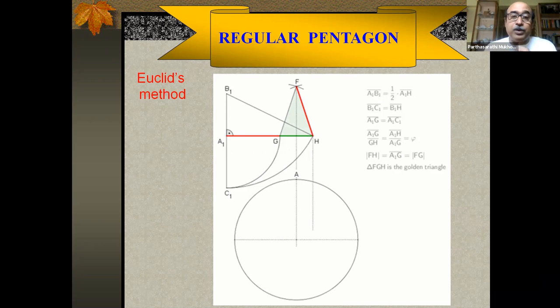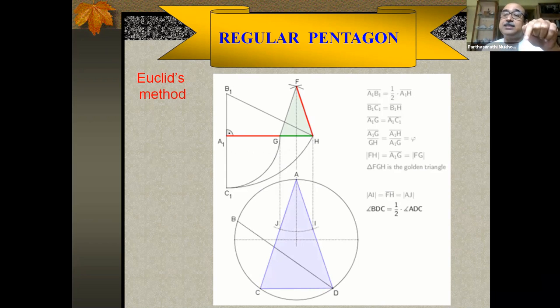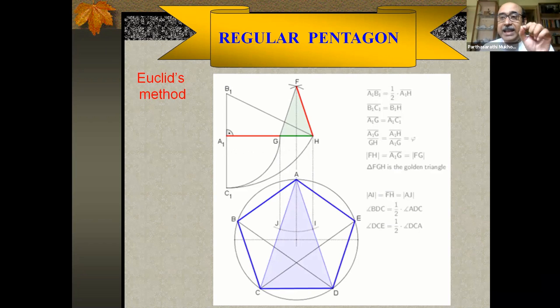Now, the challenge is whether you can construct an angle at the center which is actually 2 pi by 5. As I told you, they used to think of any construction problem in that manner: whether you can construct an equivalent length. So construction of an angle at the center is equivalent to construction of the corresponding chord of the circle and vice versa. If you can justify that the construction you have taken recourse to leads to an angle at the center which is 2 pi by 5, then your construction is justified.